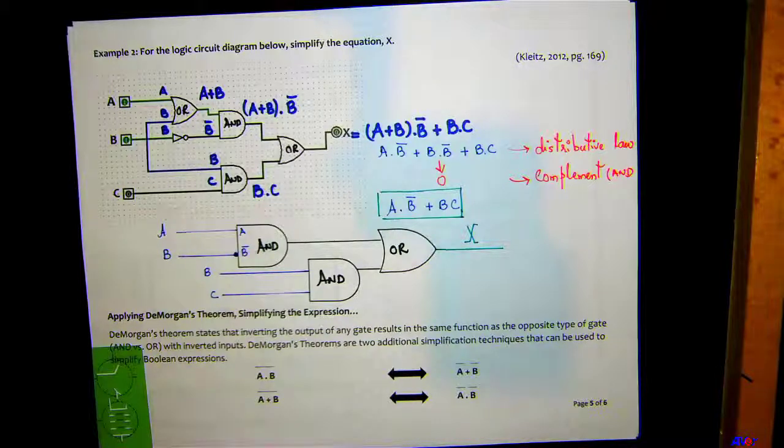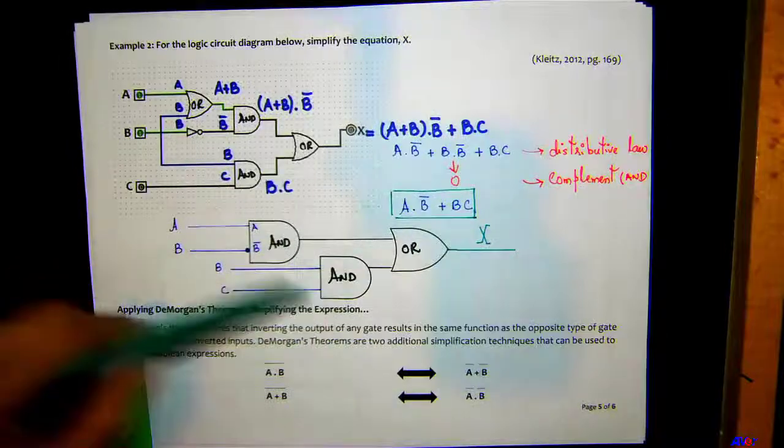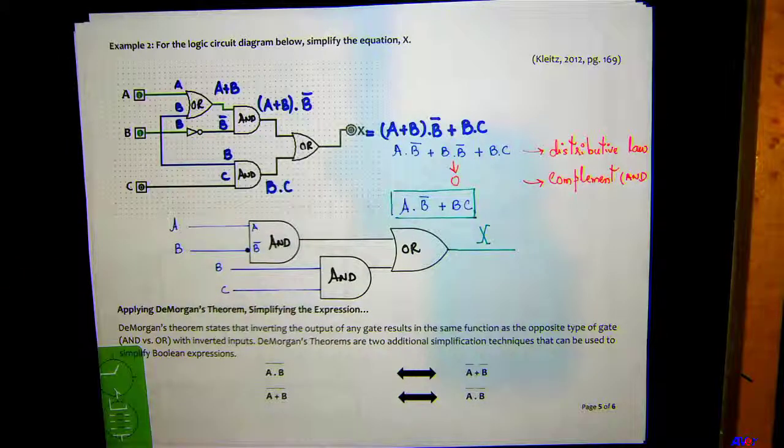Okay. So we had how many gates? 1, 2, 3, 4, 5. Now we have 1, 2, 3, and if you consider this 4, we have 4 gates now. Okay.